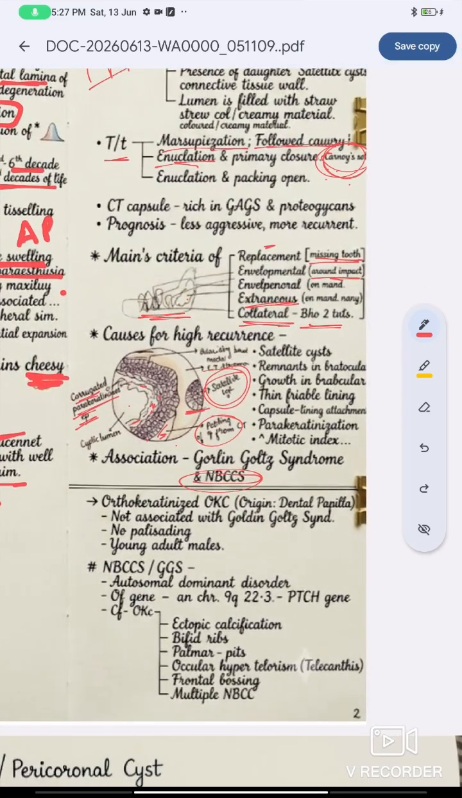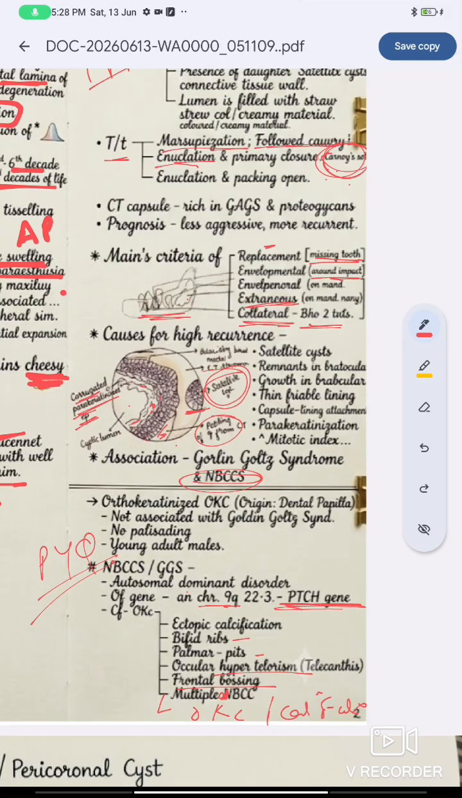So what is NBCCS? Again, a very important PYQ. NBCCS or Gorlin-Goltz syndrome is an autosomal dominant disorder characterized by PTCH gene mutation on chromosome number 9. It is characterized by bifid ribs, palmoplantar keratosis, ocular hypertelorism, frontal bossing, multiple basal cell carcinomas, and multiple OKCs. Apart from that, there is calcification of the falx cerebri.